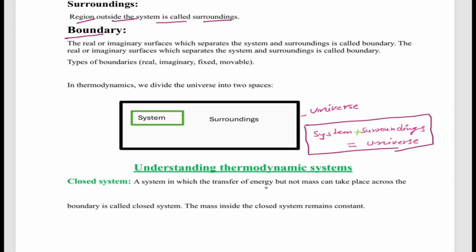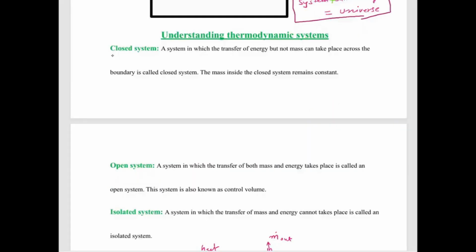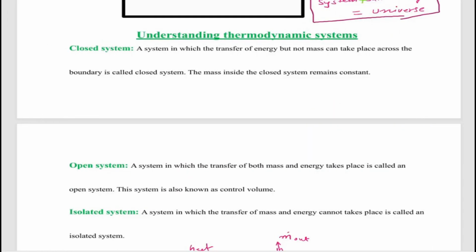So, different types of systems. Closed system means there is no mass interaction between the system and surroundings, only energy may interact. For example, here we have a closed system, which is a container.